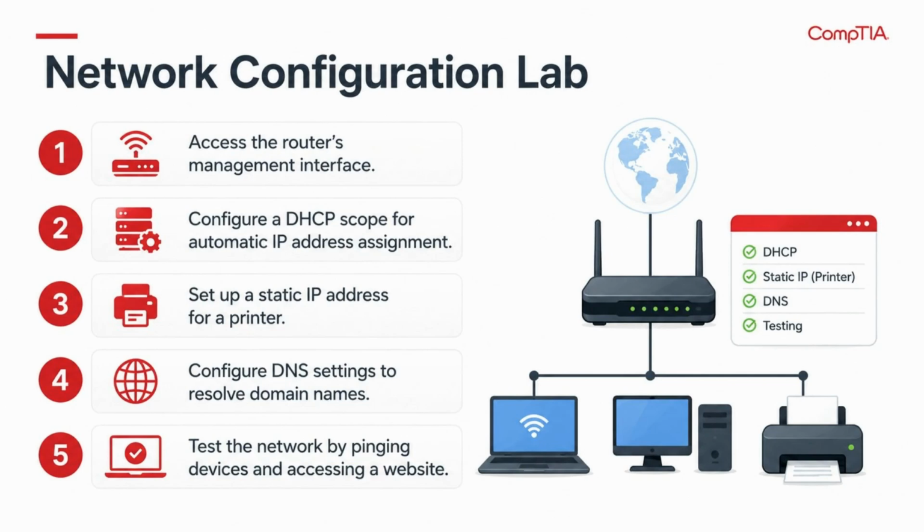Time for a lab. Network configuration. Access the router's management interface. Configure a DHCP scope for automatic IP assignment. Set up a static IP for a printer. Configure DNS settings, and test the network by pinging devices and accessing a website.